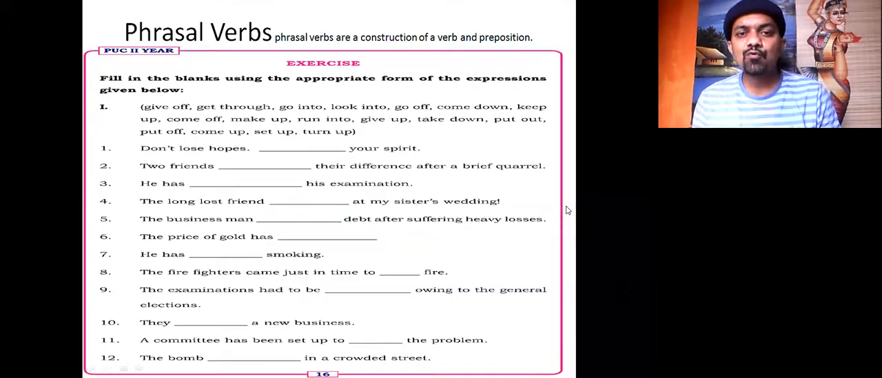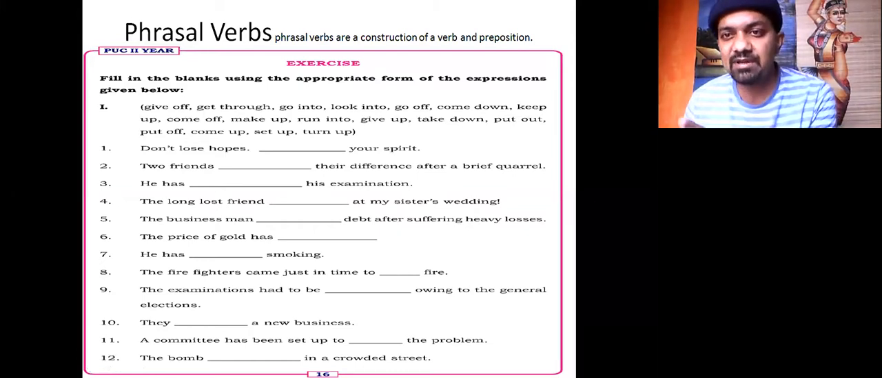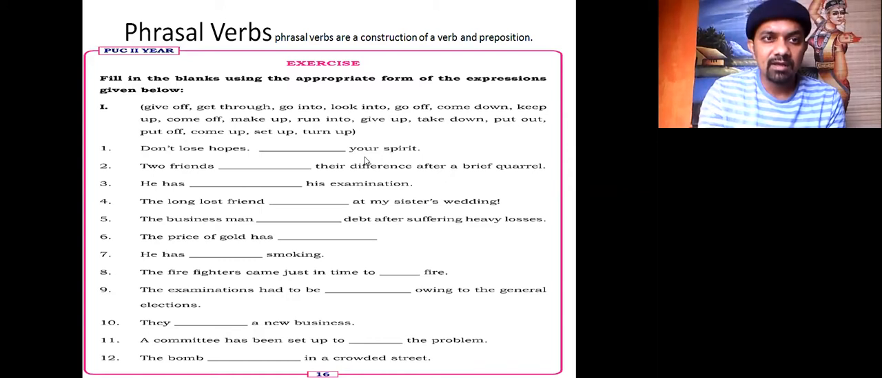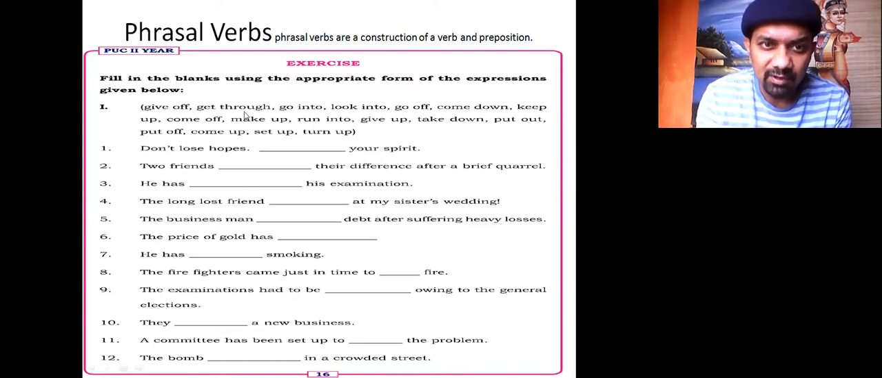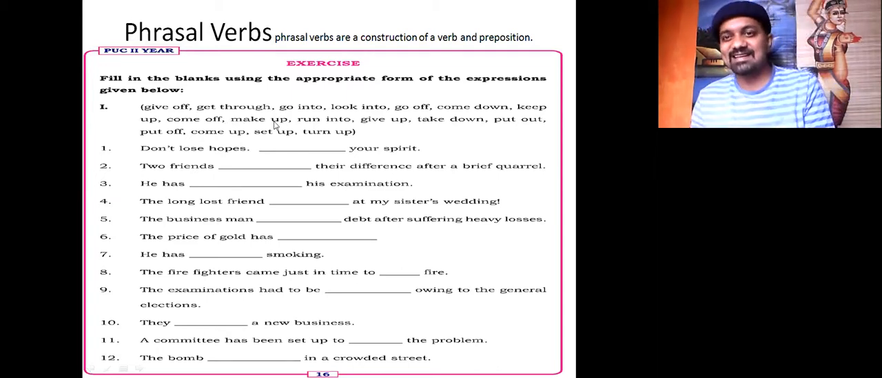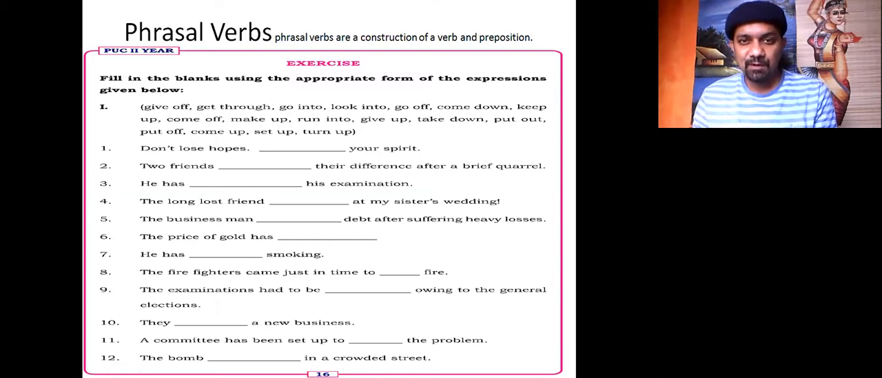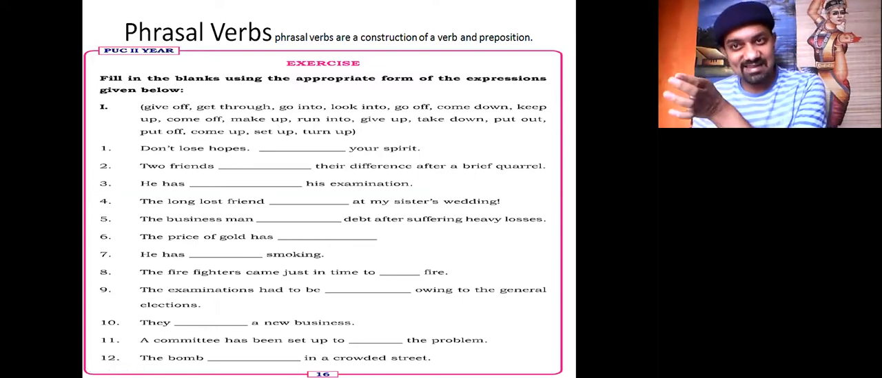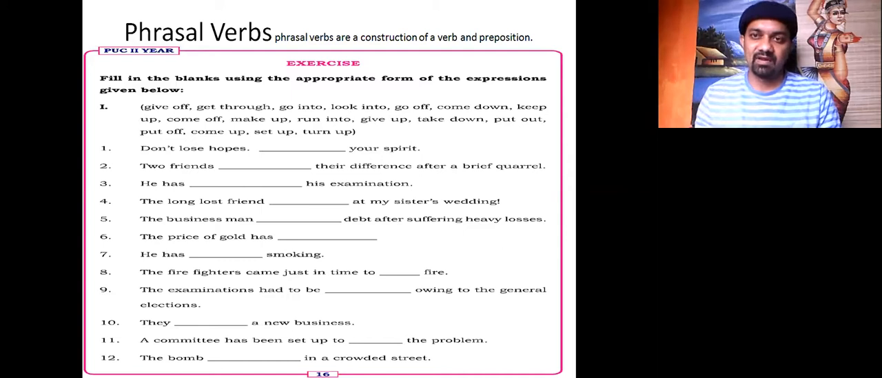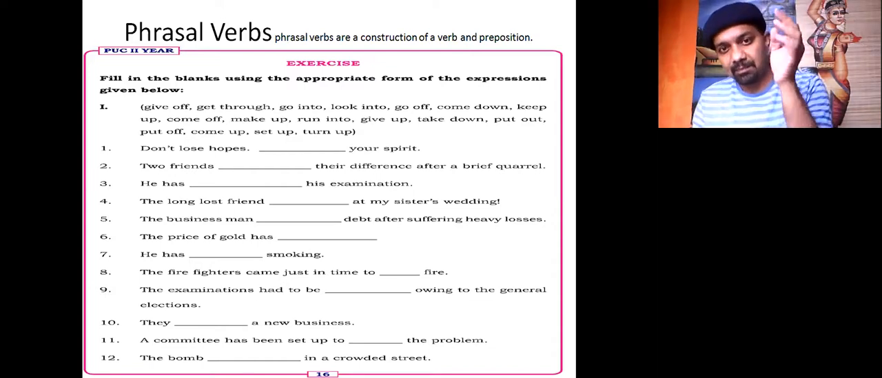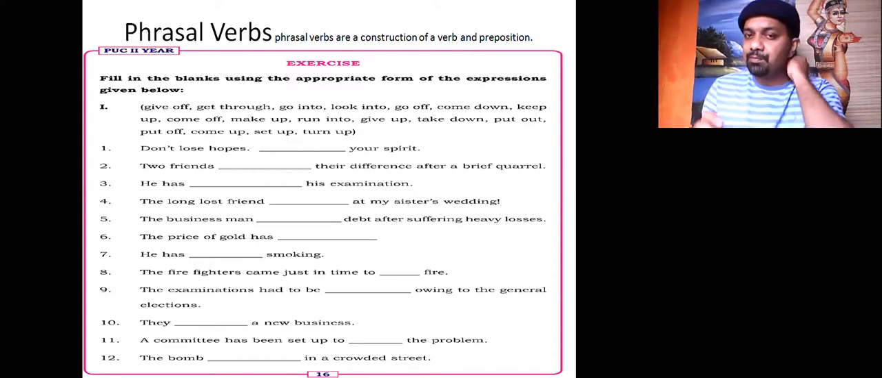Second one, two friends made up their differences after a brief quarrel. The phrasal verb given in the bracket is make up. You can see the cursor here, make up. But it cannot be used as it is, because we have to keep up the tense as well. So two friends made up their differences after a brief quarrel.